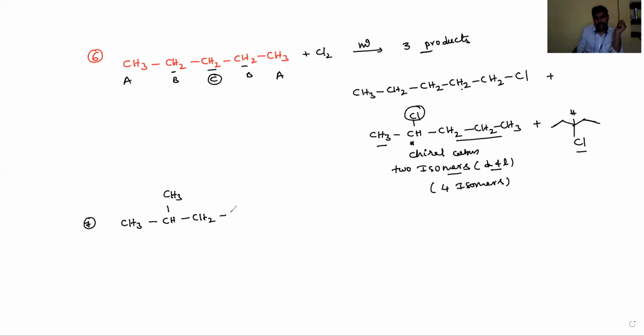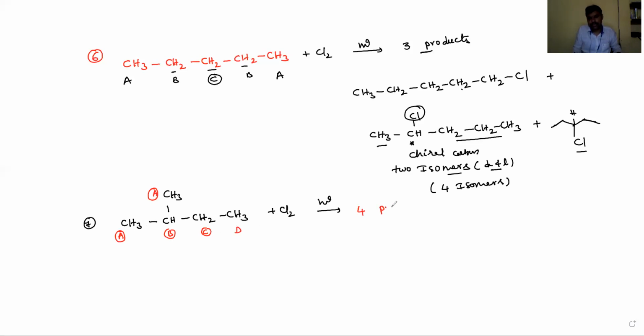Isopentane on monohalogenation: we'll see how many monohalogenated products will form. Dear students, this CH3 and this CH3 form an isopropyl group. The two CH3 groups of that iso group are similar, so we get only one kind of product from them, and the tertiary carbon is another kind. Along with C and D, a total of 1, 2, 3, 4 products are possible.